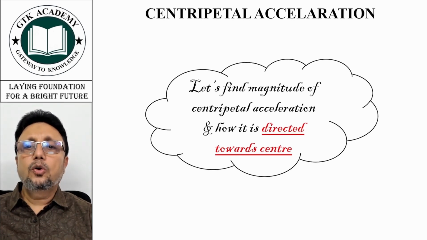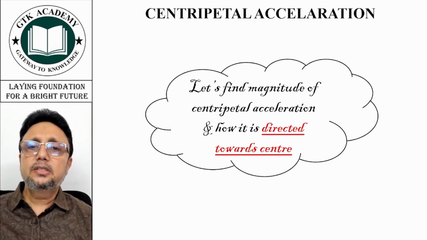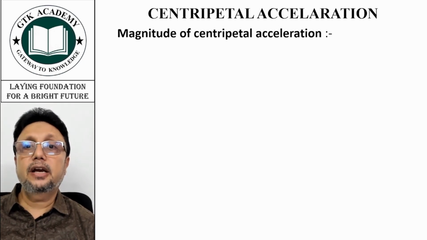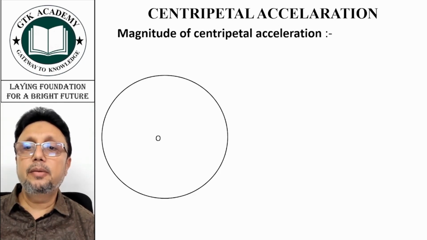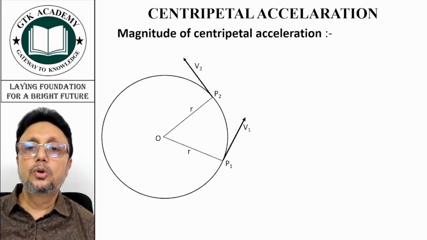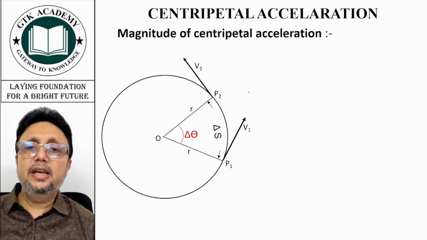Now let's find magnitude of centripetal acceleration and how it is directed towards center. We'll find the magnitude of centripetal acceleration first, and then we'll find the direction. Let the body move in this circle with radius r. Let it be at p1. Let the velocity be v1. And after a small gap of time, let it be at p2 with velocity v2. This is also r. Now let the radius sweep a small angle delta theta. Delta theta is very small. And let the arc between p1 and p2 be delta s. Now delta theta and delta s are very small.